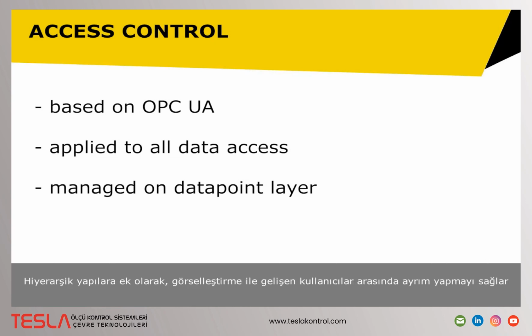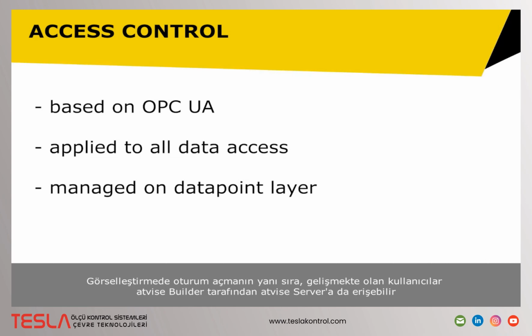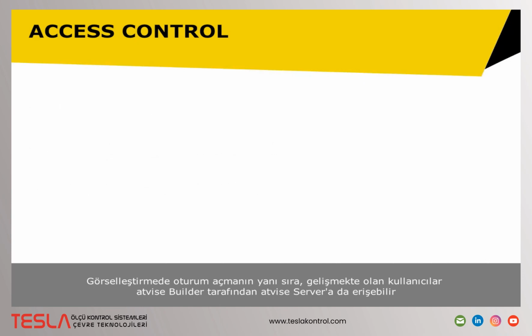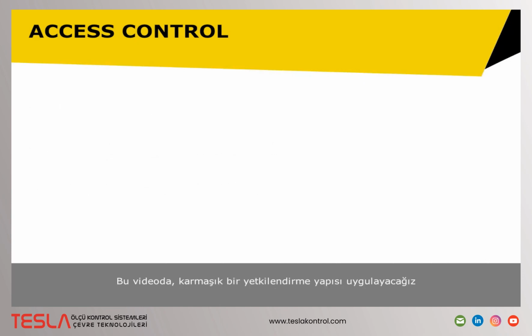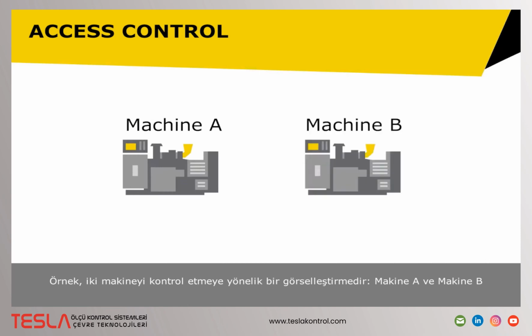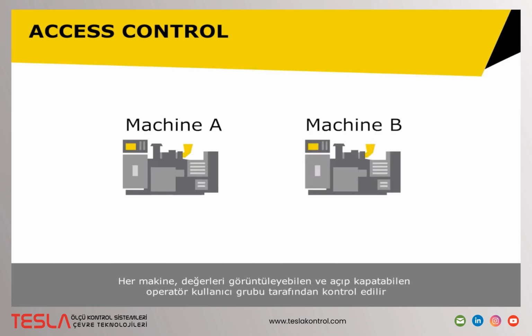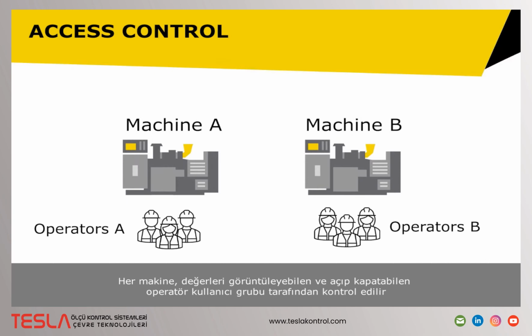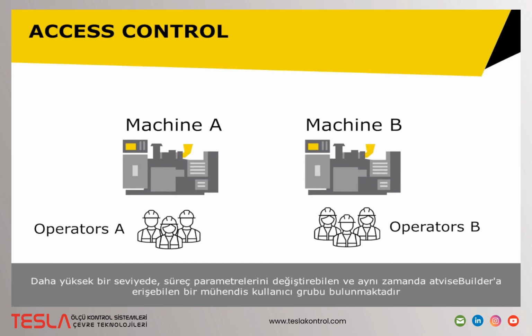Additionally to the hierarchical structures, Atvise distinguishes between visualization and developing users. Besides the login on the visualization, developing users can also access the Atvise server via the Atvise builder. In this video we'll implement a complex authorization structure. The example is a visualization to control two machines, machine A and machine B. Each machine is controlled by an operator user group, which can view values and switch it on or off. At a higher level there is an engineer user group, which is able to change process parameters as well as having access to the Atvise builder.